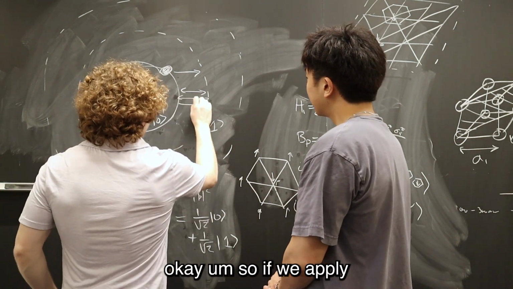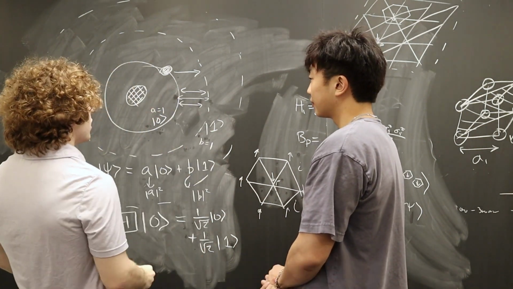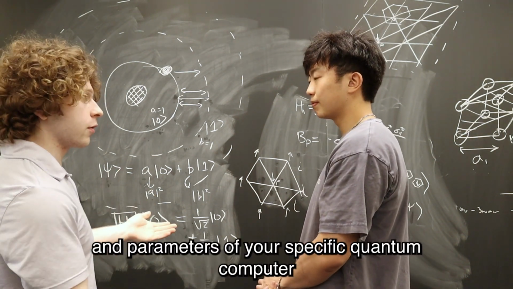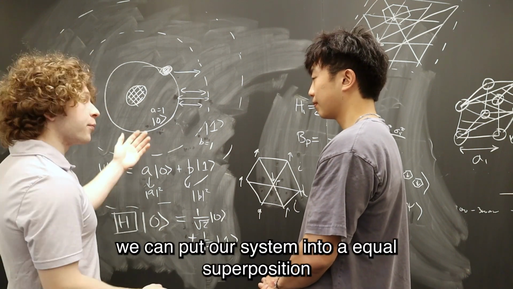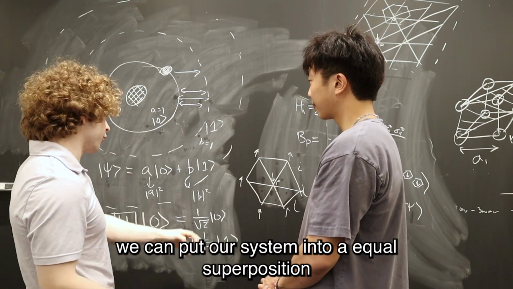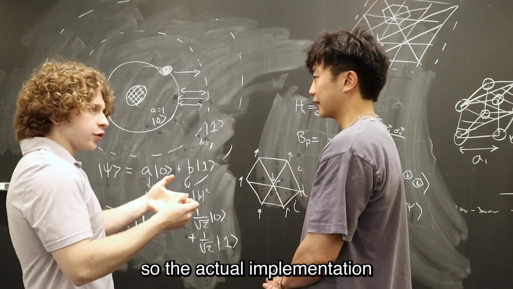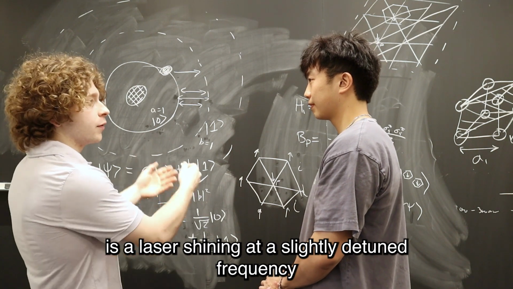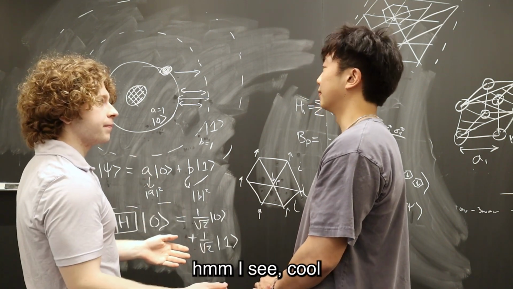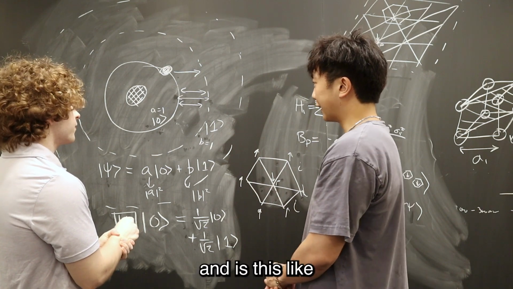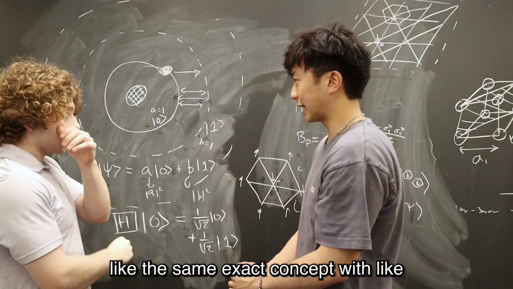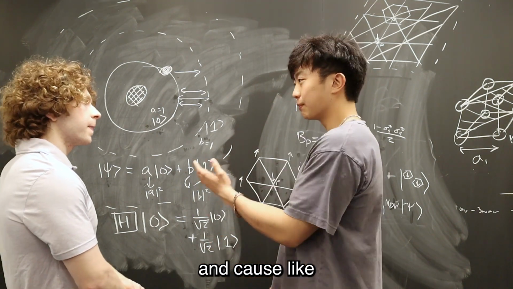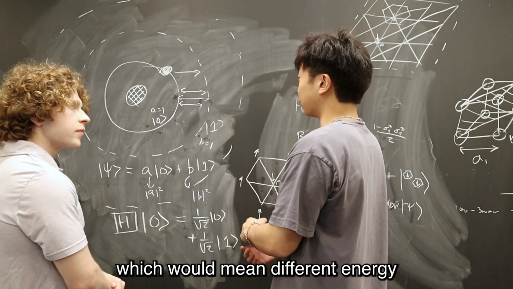Okay. So if we apply, let's say, this kind of frequency, and we apply it for a certain amount of time, which completely depends on the physical system and parameters of your specific quantum computer, we can put our system into an equal superposition, and that would be a Hadamard gate. So the actual physical implementation of the gate is a laser shining at a slightly detuned frequency for a certain amount of time. I see. Cool. And is this difference in frequency like the same exact concept with the color of light? Because each color has a different frequency, which would mean different energy.